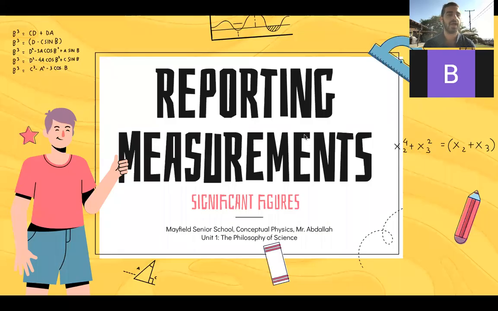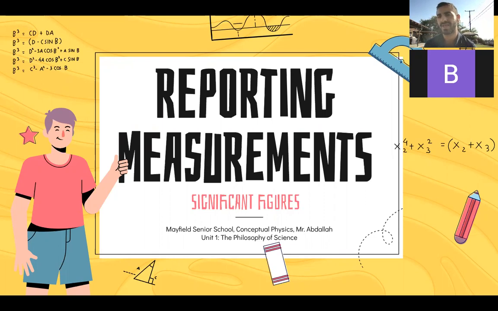Hey everyone, today we're going to talk about what should be a relatively new topic. It's called significant figures, and I'm going to get right into it because we have a lot to cover. We use significant figures when we report measurements. A lot of the time you're going to be measuring things, especially using glassware.